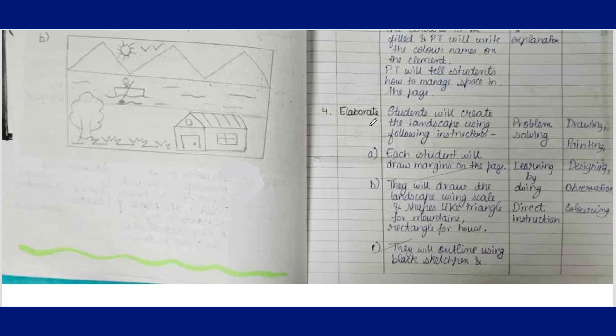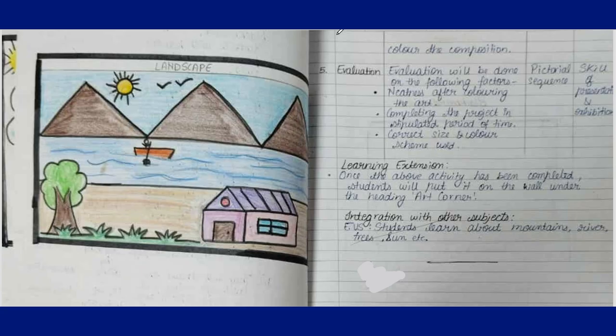Elaborate. Students will create the landscape using the following instructions. Each student will draw margins on the page. They will draw the landscape using scale and shapes like triangle for mountains, rectangle for house. Method is problem solving, learning by doing, direct instructions. Skills are drawing, painting, designing, observation, coloring. Students will outline using black sketch pen and color the composition.